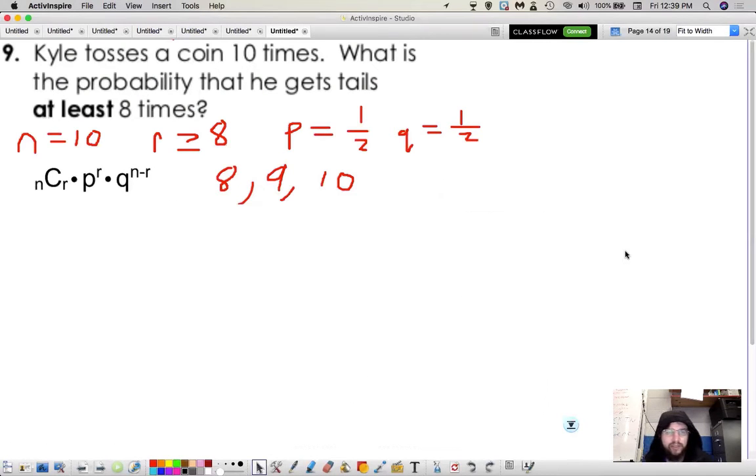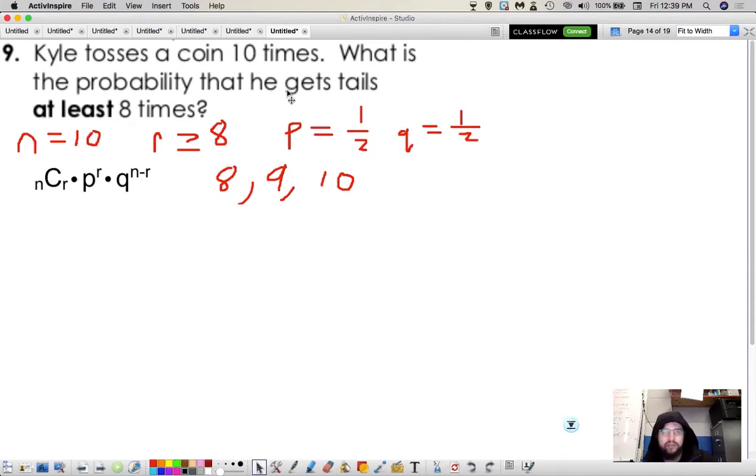All right, so sorry guys, some stuff happened at the end of the last piece of this video, so I'm just gonna reshoot it. Kyle tosses a coin 10 times. What is the probability that he gets tails at least 8 times? So 10 times is n, and r is greater than or equal to 8. It's not just equal to, it's greater than or equal to. And this is binomial, so we have natural numbers for the number of trials. We can't try something half a time. So if it's greater than or equal to 8, that means it's 8, 9, or 10. We have a total of 10 trials, so it can't go past that.